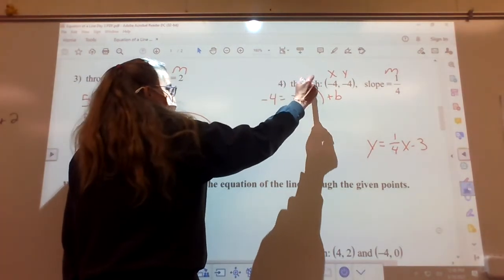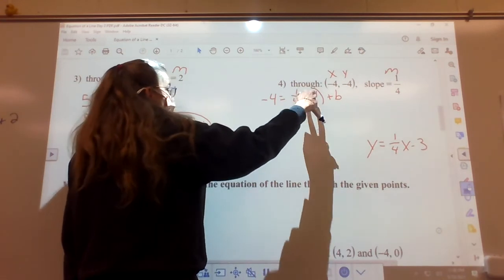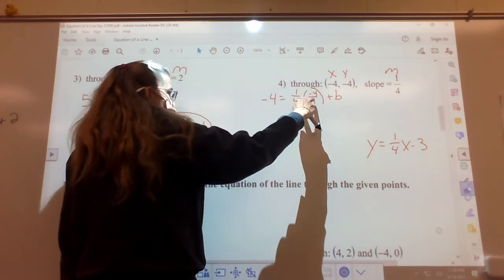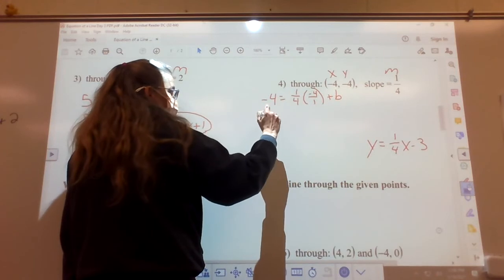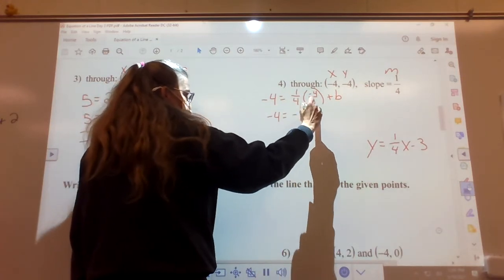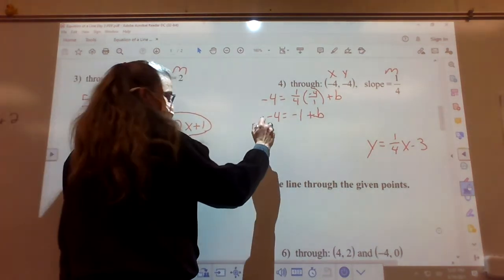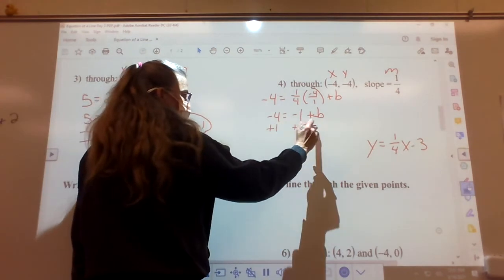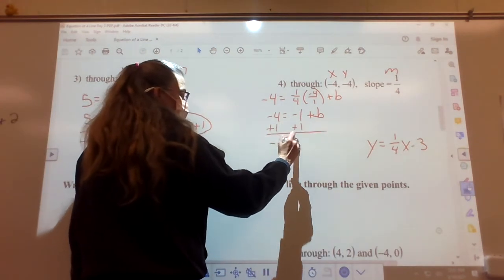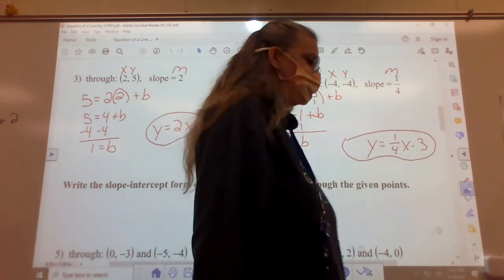Multiply the top, I get negative 4. Multiply the bottom, I get positive 4. So negative 4 over positive 4 is negative 1. So negative 4 comes down. I got negative 1 plus b. Well, to get rid of a minus 1, you have to add 1, because you always do the opposite. So add 1 to both sides. I got negative 3, and then I was able to write my equation.